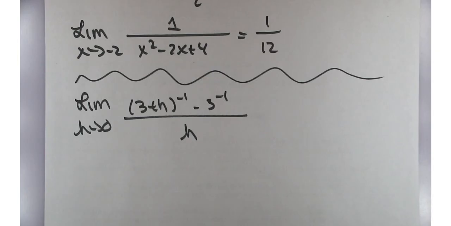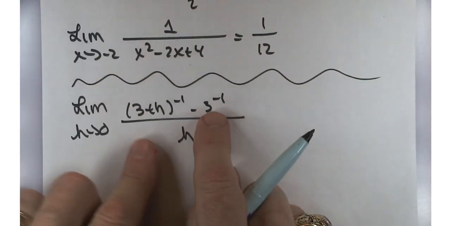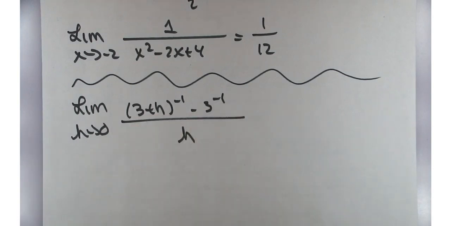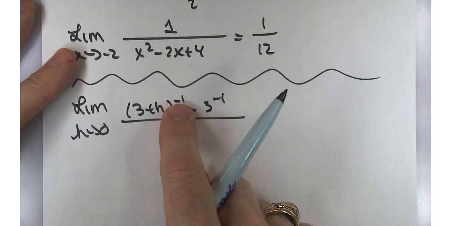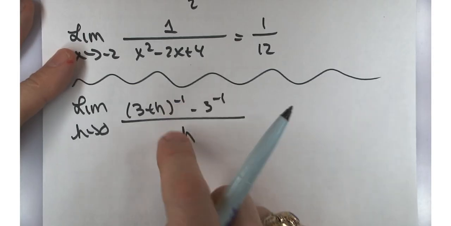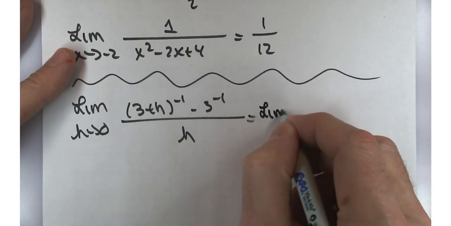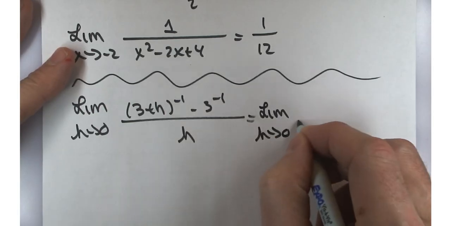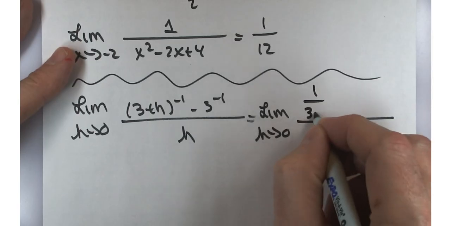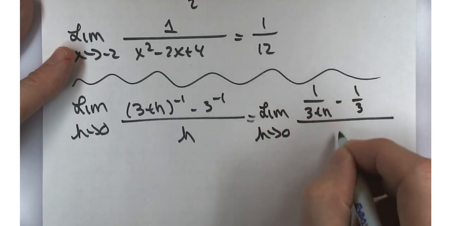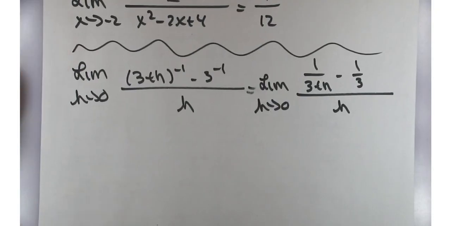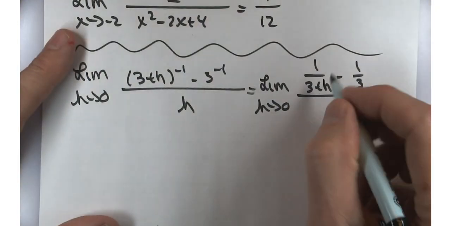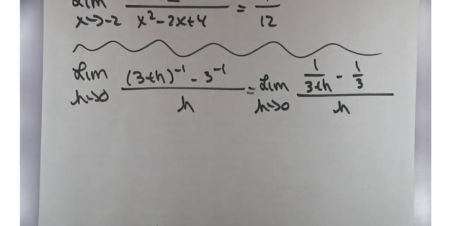Now, as far as doing this one is concerned, do you remember what it means to have a negative exponent? You have to put a 1 over it. Yeah, you're going to take its reciprocal. You're going to make that negative 1 a positive 1. So it's going to look like this: limit as h approaches 0 of 1 over 3 plus h minus 1 over 3, all over h. If you try plugging in h equals 0, you're going to get 0 over 0 again, which is not so good. So we're going to have to do something.